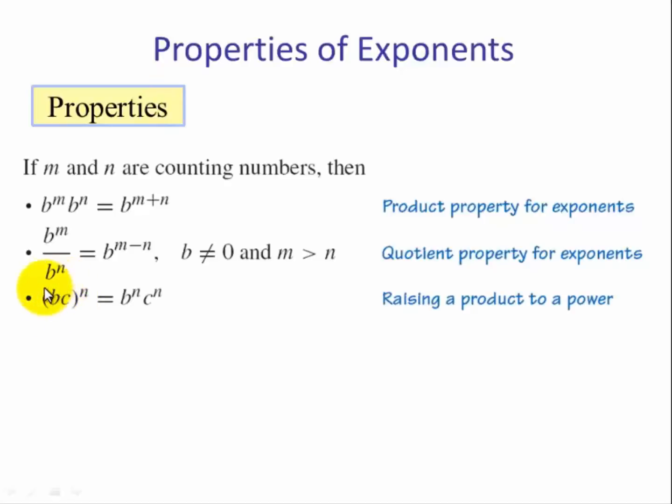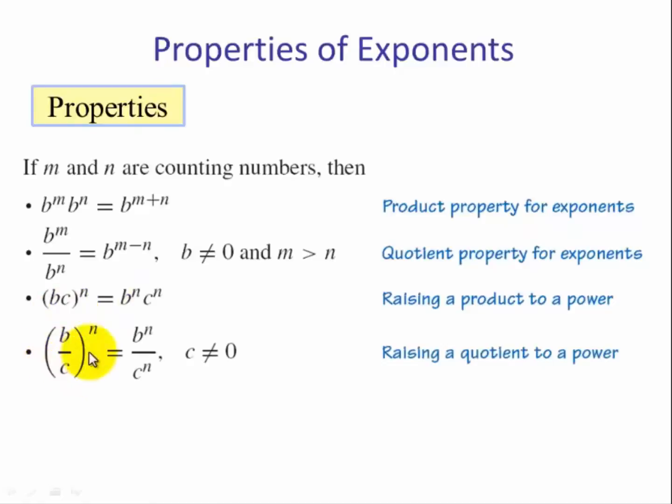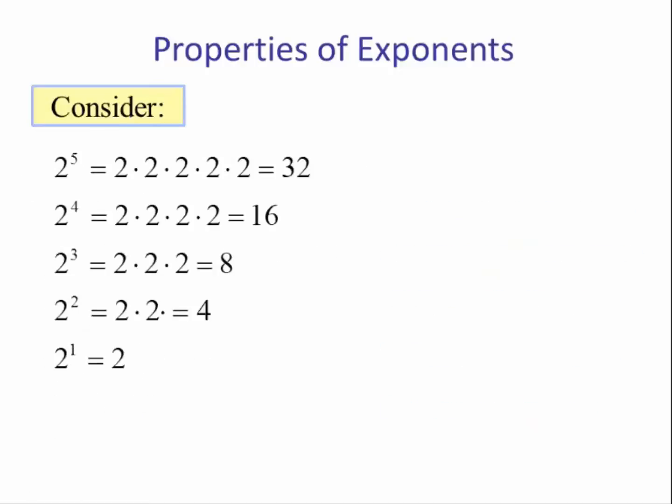When we have more than one base raised to a power, we distribute the power. When we have a fraction raised to a power, we distribute the power to both the bases, both to b and to c. And when we have a base to a power and we raise it to a different power, this is the case where we multiply the exponents. Let's see an example of these properties in a problem.